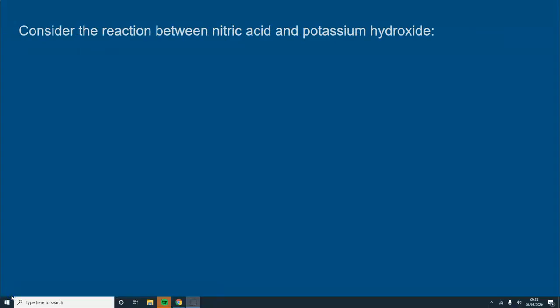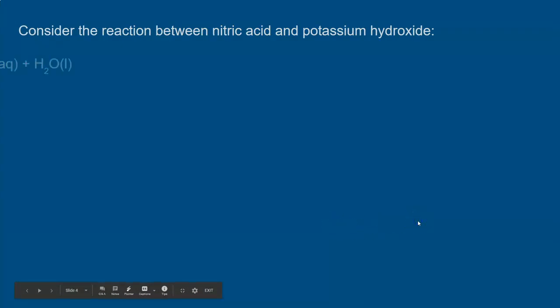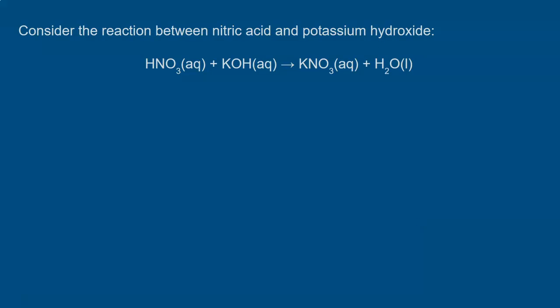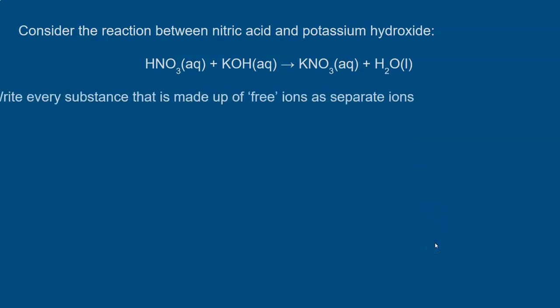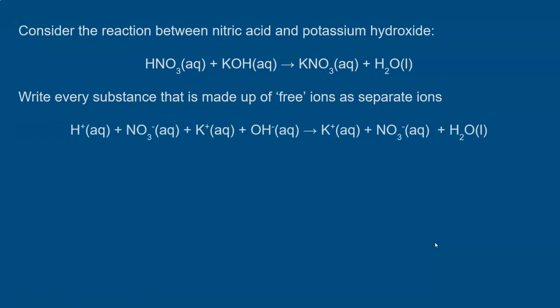So here is an alternative and perhaps more long-winded way of arriving at exactly the same answer. If we consider the reaction between nitric acid and potassium hydroxide, there's the symbol equation, and you can see the importance of the state symbols here, these aqueous. That means they are made up of free ions, free to move in the solution. So if I write every substance that's made of free ions as its separate ions, then you'll see what you get. Notice water is not made up of free ions. Water is a simple molecule.